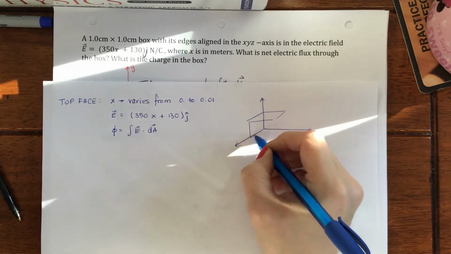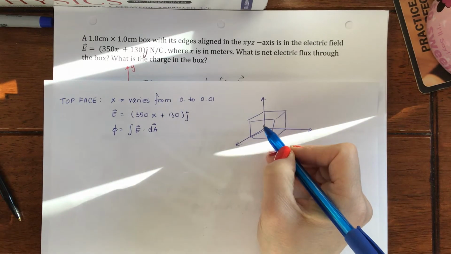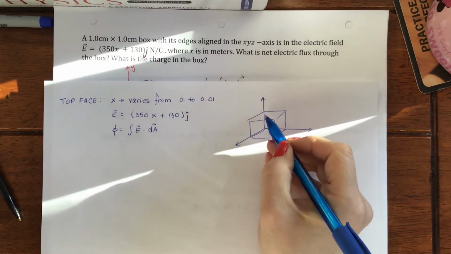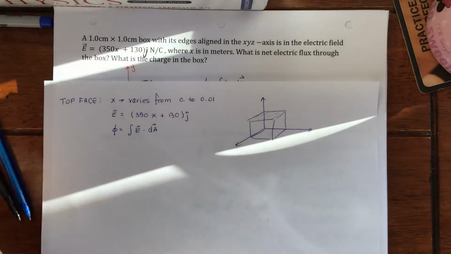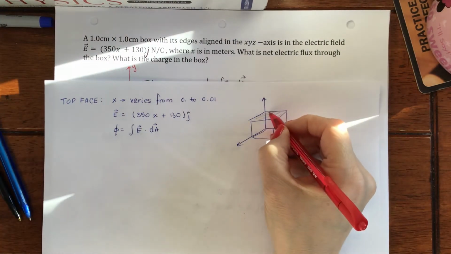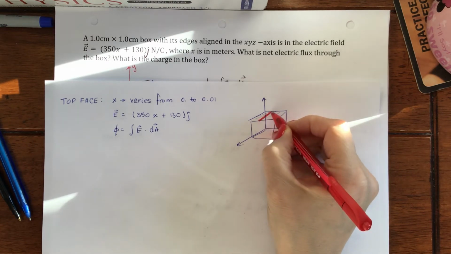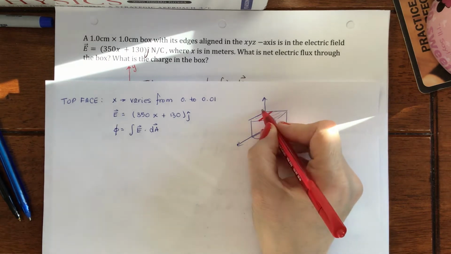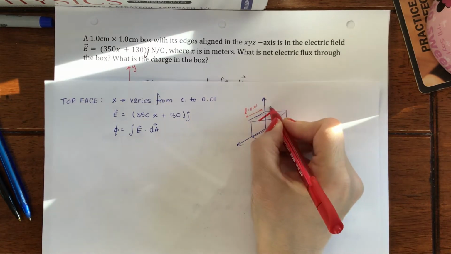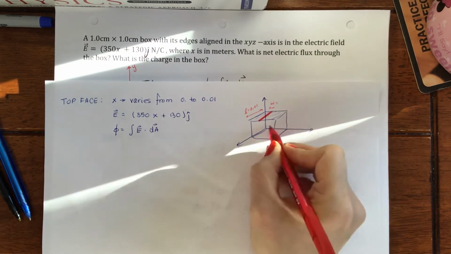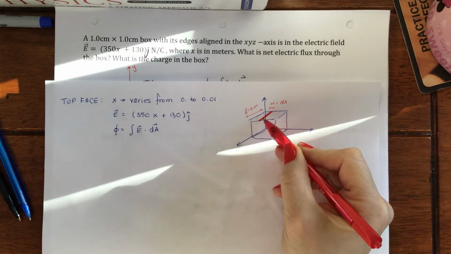Here's our box, such as it is. So dA is a little bit of the area on the top face of the box. There's the whole area. We need to pick a little piece of the area. So for my little piece of the area, I'm going to pick a thin strip. So this little piece of area has a length equal to 0.01, and it has a width equal to a little bit in the x direction, a width of dx. So the area of this little strip is 0.01 times dx, and it has a direction.